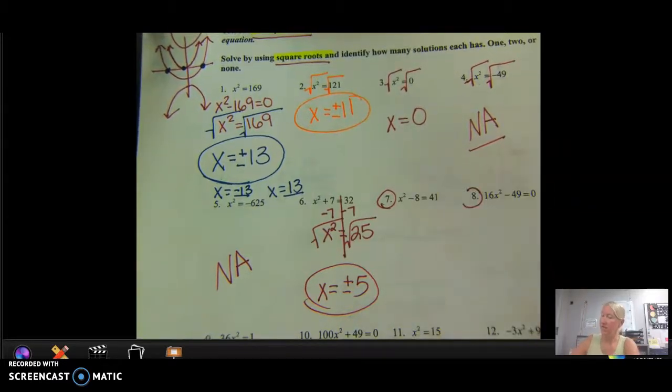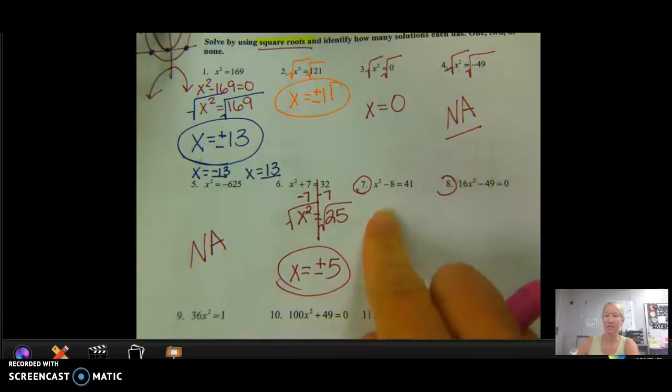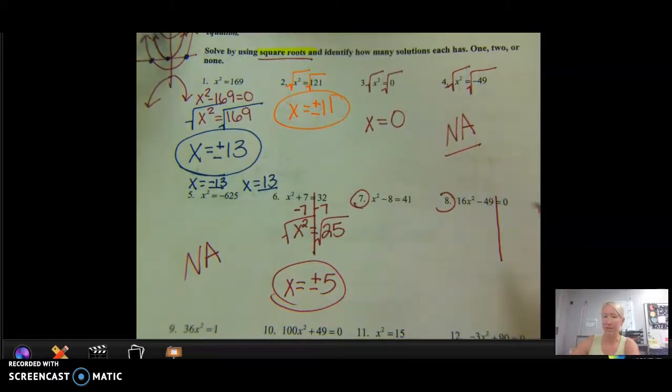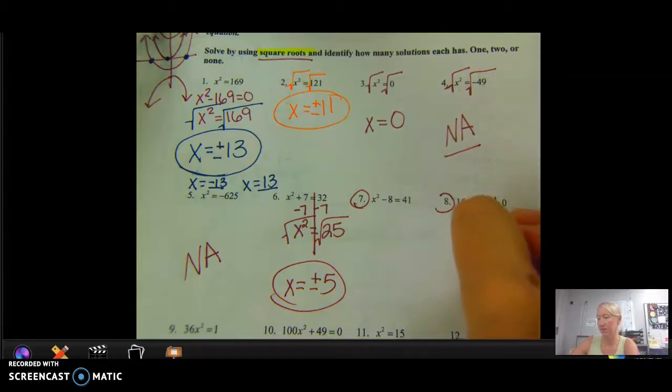Ooh, we'll do 8 together. 8. Okay, just leave 7 there. We'll come back to it. Brick wall. Trying to get x squared by itself. We're going to do order of operations backwards. So I'm going to move the negative 49 over. So I add 49, add 49.